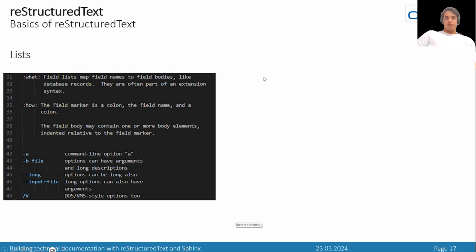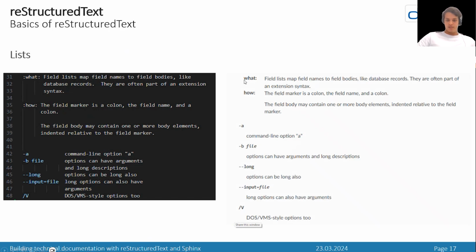A little more about lists. We can create what we call field lists. So we can map field names to field bodies. It's a little bit like database records. And we can also document command line options. This is quite useful when we create a CLI tool. And here is what we get. I think this is quite nice because it gives a very readable output. Whenever we need to document an API or command line tool, we can use that.